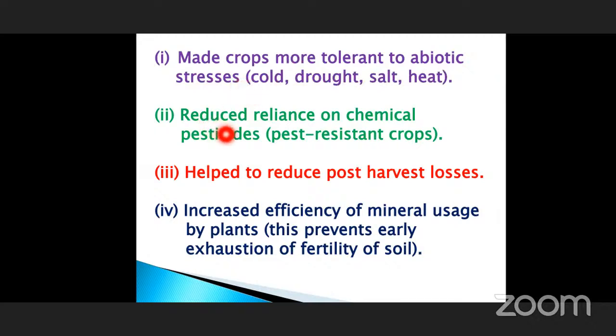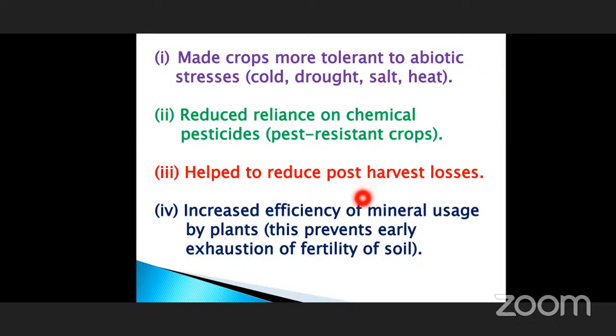And with the help of genetic engineering, reduced reliance on chemical pesticides. Reliance means dependency. So it reduces the dependency on chemical pesticides. That means pest resistant varieties, insect resistant varieties are developed through rDNA technology. And another aspect is that it is helpful to reduce post harvest losses.